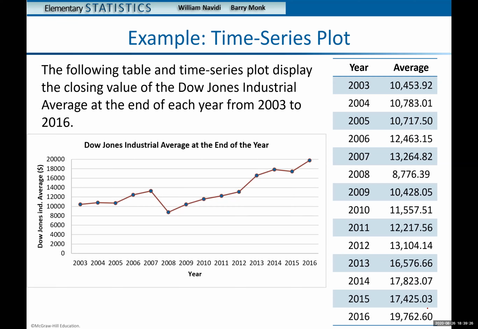Do not write these numbers on the vertical axis. Make sure that the gaps are all equal, say by 2,000s, from 0 up to 20,000. Then locate 2003, 10,453, approximately, so let's say this point here. Next one, 10,783, up to the last one, 2016, 19,762.60. Then connect the dots using straight lines. And that is your time series plot.